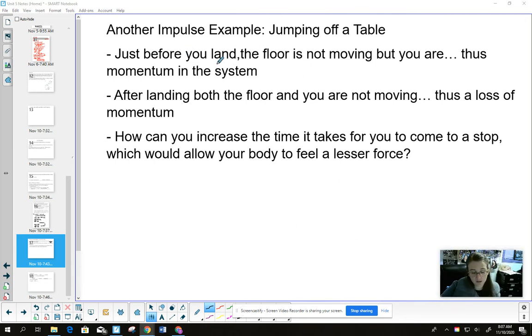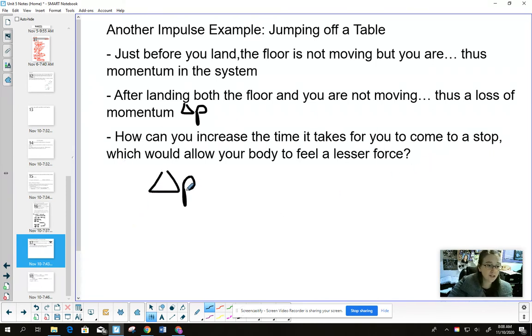Talk about jumping off a table, just to make sure we understand this. So just before you land, the floor is not moving, but you are. You're coming up to the floor, so you have momentum. After landing, both the floor and you're not moving. So you have lost all of your momentum. You jump off a table, and then you stop. You have lost your momentum. That means you experienced a change in momentum. So it says, how can you increase the time it takes for you to come to a stop, which would allow your body to feel less force?